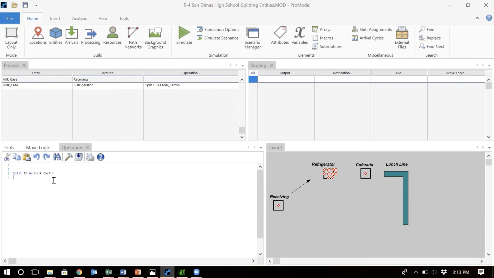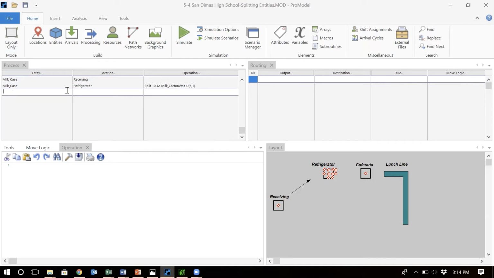And how long is this splitting operation going to take? This is going to take about 6 minutes, uniformly distributed with half bit 1. And this is in minutes as well. So here I'm not going to put anything on the destination side. Pay attention to that. Nothing on the destination side. In this line, I already told the simulation that milk case is the entity that is at refrigerator. I'm going to split it open into 10 milk carton. So I already have specified the name of the entity that is coming out of this split operation. So I don't need to specify anything on the destination side, okay?